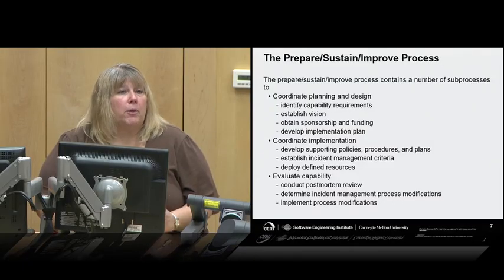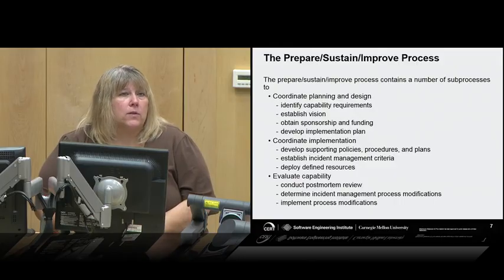At a high level, a plan that shows the players, like what roles exist, what responsibilities exist for each one of those roles, and how each of the responsibilities or tasks would be triggered and implemented. And then, of course, it also includes getting sponsorship, support, and funding to be able to actually stand up that capability.